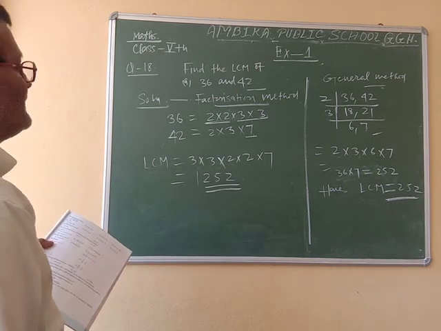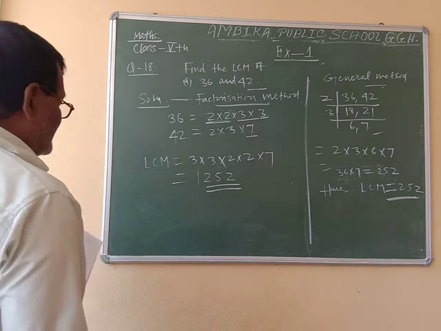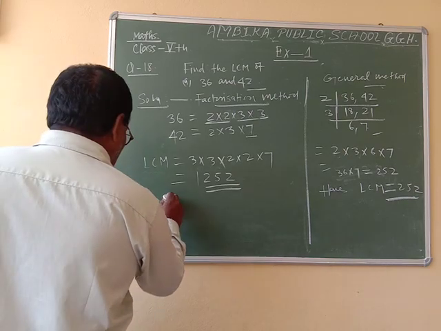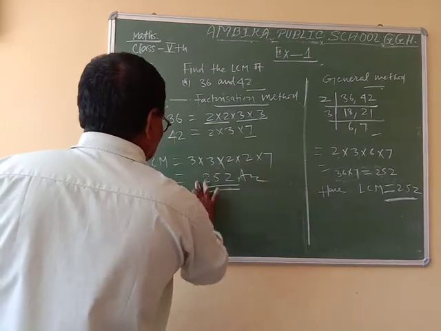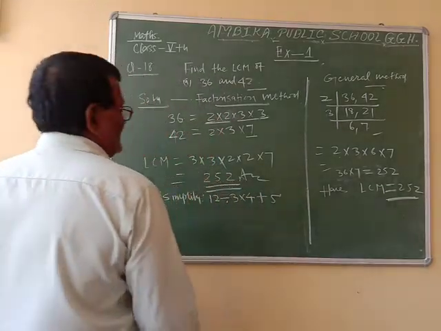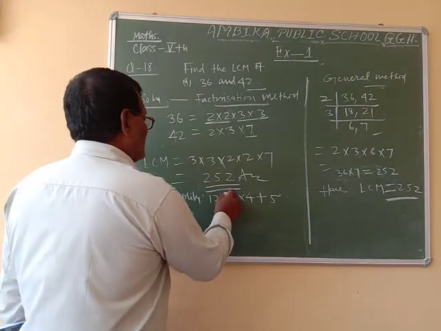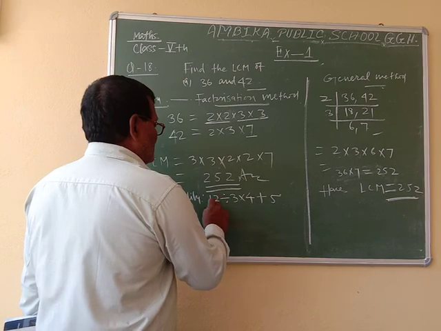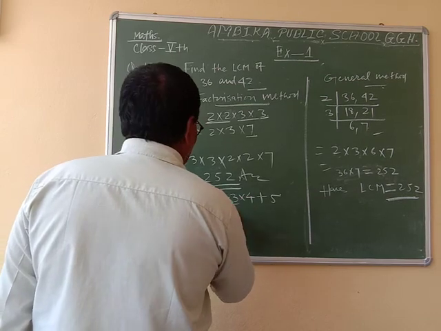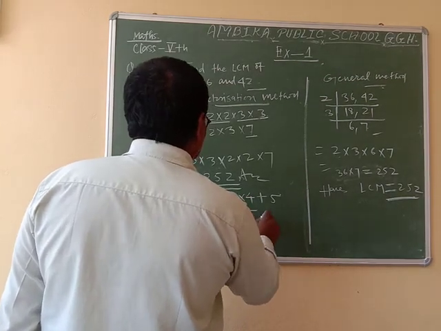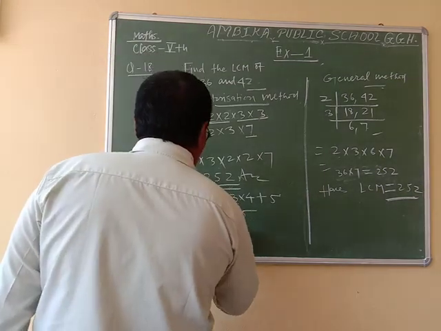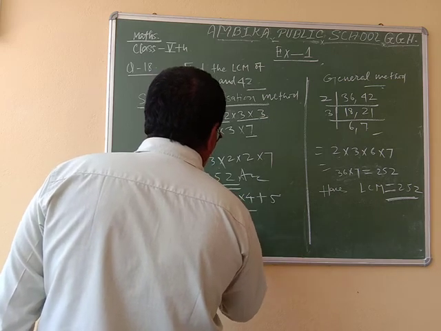Now I am going to teach you about simplification. Simplify, question number 19. Here, divide 12 by 3, we get 4. 4 plus 5 is equal to 16 plus 5 is equal to 21.